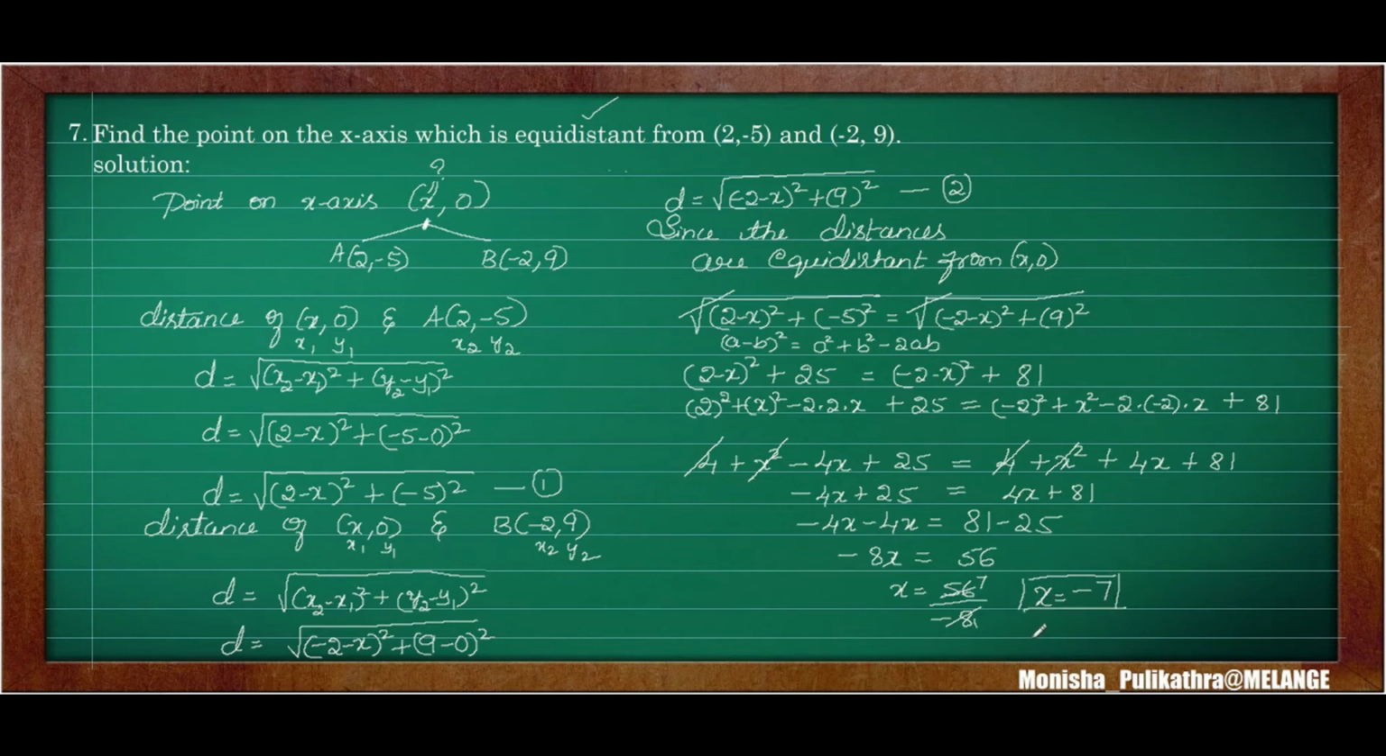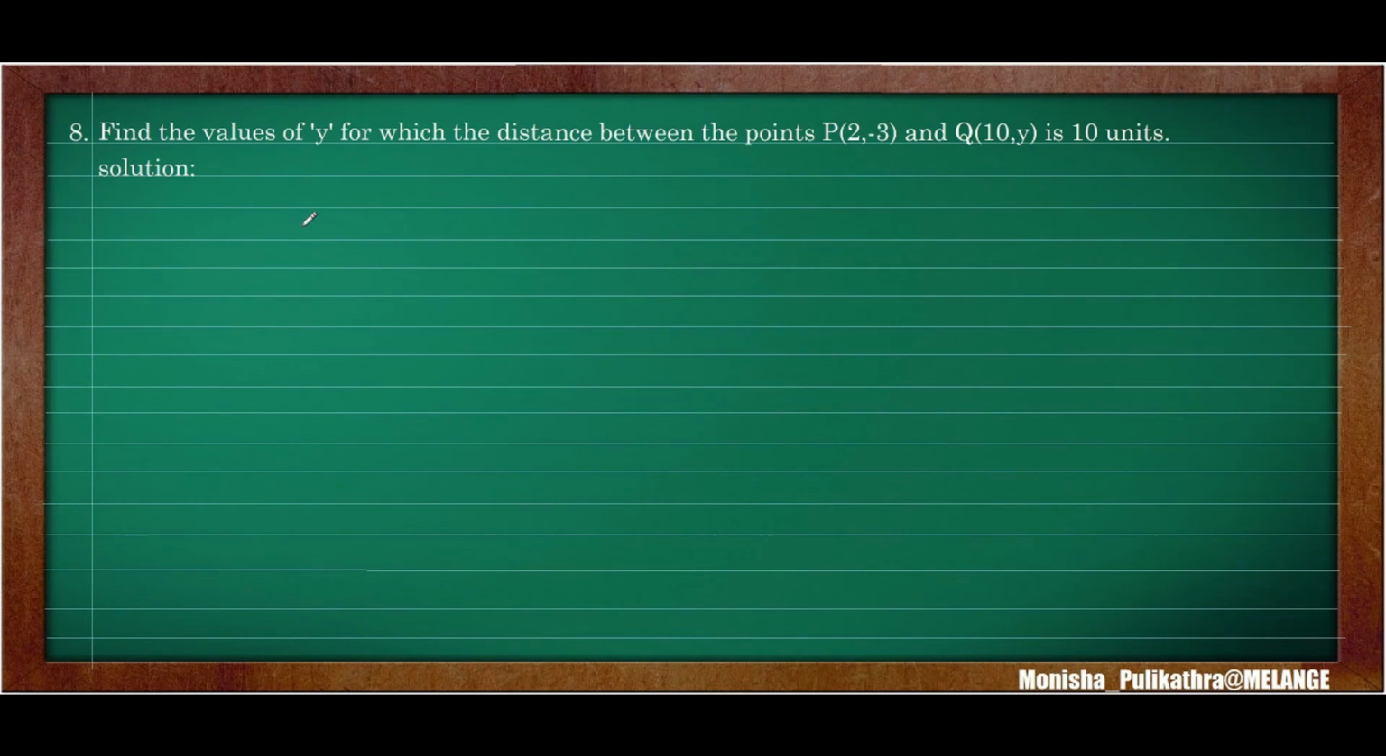Therefore, the point on the x-axis is minus 7 comma 0. So instead of x we need to write minus 7. Okay, hope you understand this problem. Moving on to the 8th problem.